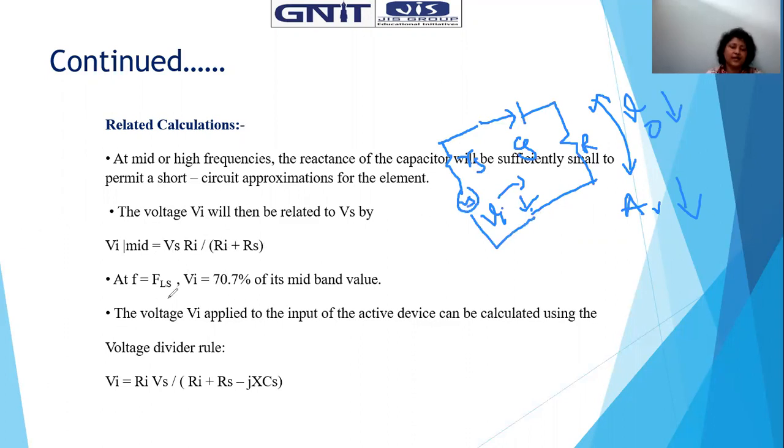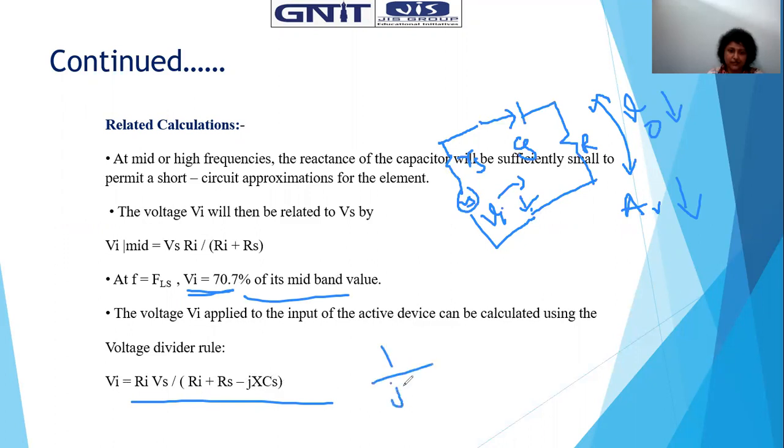So what is at cutoff frequency? What we achieve at cutoff frequency is 70%, a 30% decay in gain. Okay, why? Because of a 30% decay in input voltage. So what will be the expression in that case? In that case, the expression will become Ri into Vs divided by Ri plus Rs, and there is the part of the Xc, that is minus jXc, the impedance of the capacitor.